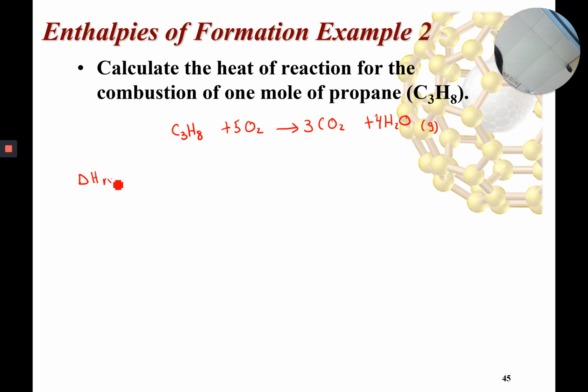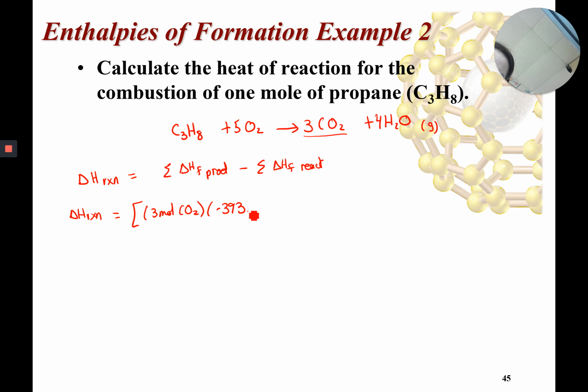So if we're using heats of formation, we're going to say delta H of the reaction is equal to the sum of the heats of formation of the products minus the sum of the heats of formation of the reactants. So we'll start with the products. We have 3 moles of CO2. The value for CO2 is negative 393.5 kilojoules per mole. Plus, then we have 4 moles of water. We're going to say it's water vapor this time. So the value for that one is negative 241.8 kilojoules per mole. Getting those values just from the table.